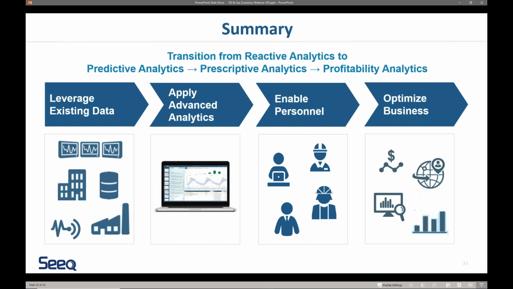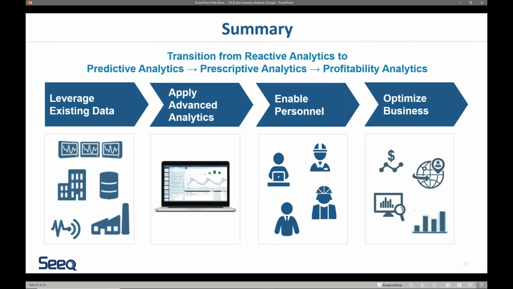So my final summary slide I would like to leave you with is to think about how do we transition from reactive analytics to predictive analytics, to prescriptive analytics, and ultimately profitability analytics. As you see in my display here, the first thing is to leverage the existing data. And that's what I hope you saw by our ability to bring in data from multiple sources potentially. You look at the salt deposition example, we brought in our process data as well as lab data to be able to analyze that in one location.